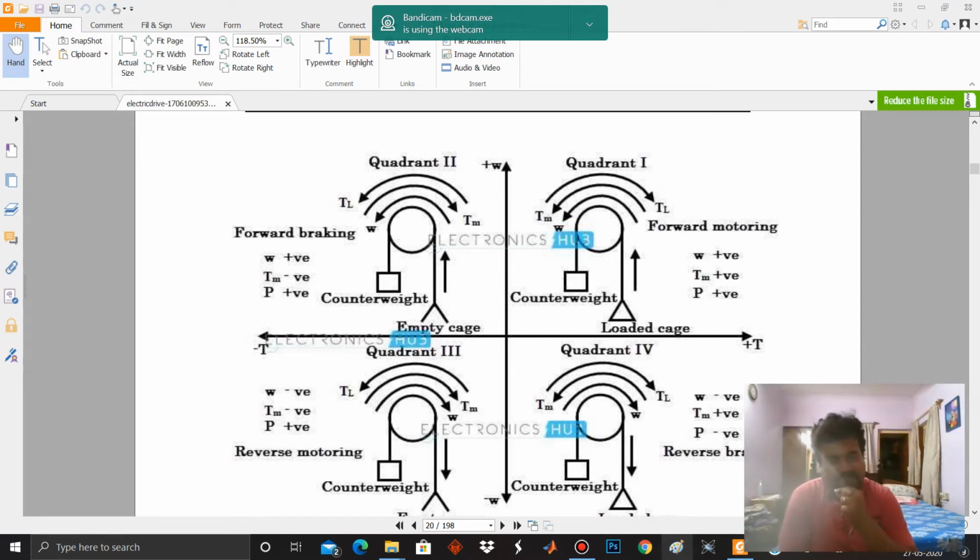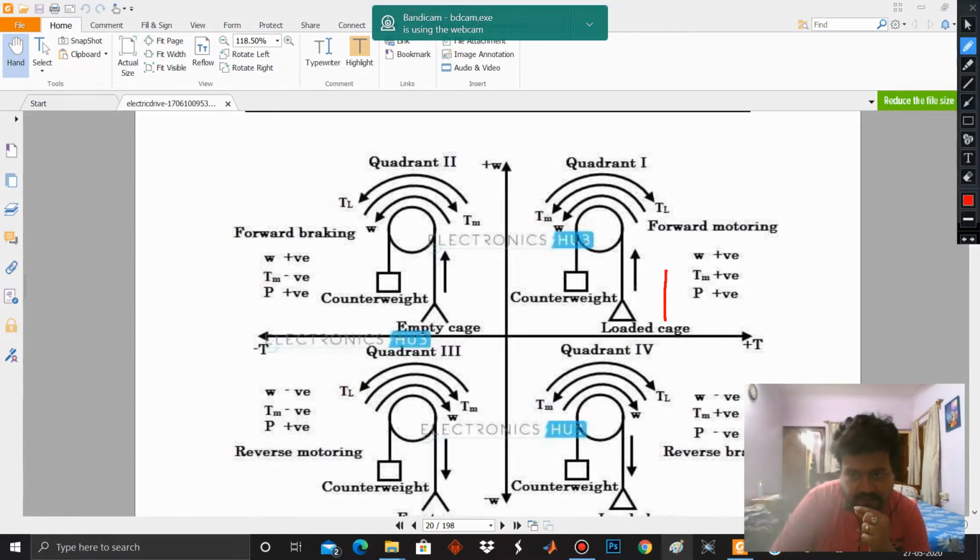So let us go to the first quadrant of operation. In the first quadrant, you can see that the load torque is in the clockwise direction because the loaded cage is heavier than the counterweight, so the force will be downwards. So here the force will be downwards because the loaded cage has a greater weight than the counterweight. That's why the loaded cage has the tendency to move downwards. Now what will be the direction of the motor torque? The direction of the motor torque will be opposite to the downward force of the loaded cage.